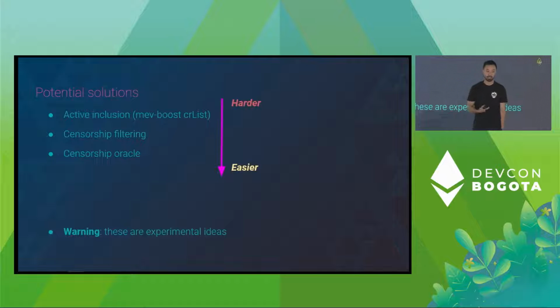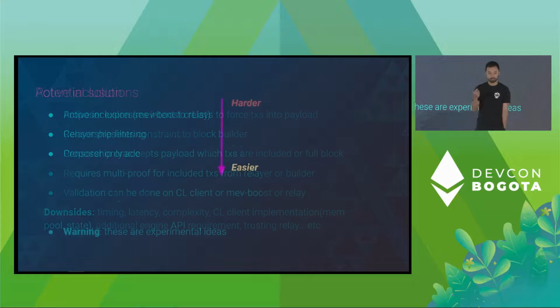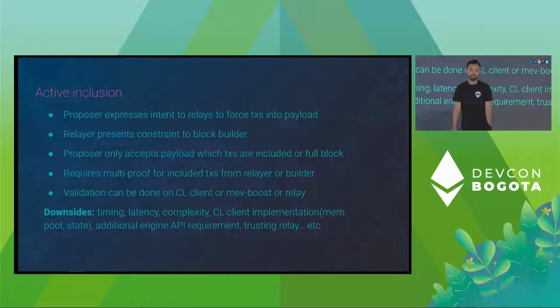So potential solutions, right? These are very experimental ideas that I have just been thinking up off the top of my head. You can have some active inclusion, such as MEV-Boost CR this. You can have some sort of censorship oracle. So for active inclusion, at a high level, how it works is a proposer expresses the intent to force transactions into the payload, right? And the relayer has to present those transactions to the builder, and the proposer will only accept the block if those transactions are included or the block is full, right? For this, you do require some sort of multi-proof to make sure that the transactions are actually included, and then consistently the client can do the validation.